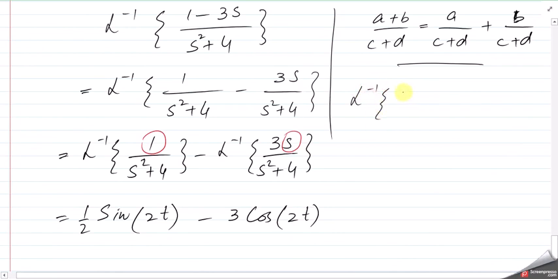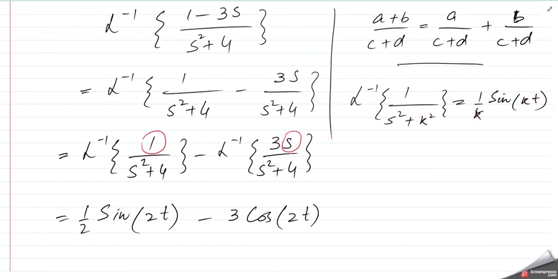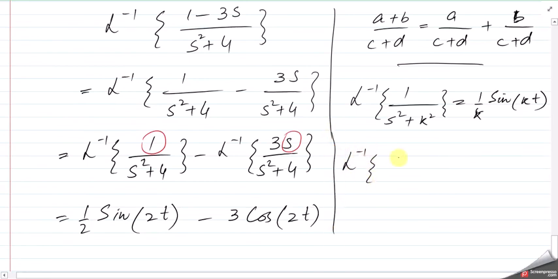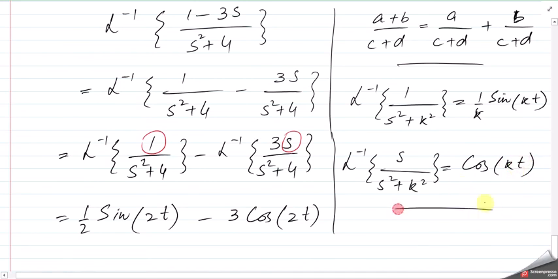Okay, please keep your formula sheet in front. Laplace inverse of 1 over s square plus k square is 1 over k sine of kt. So k is the square root of this term. We have 4, so k is 2. And for the cosine formula, it is s over s square plus k square, and it is simply cos kt, no 1 over k outside. So only the 3 is outside, but not 1 over 2.